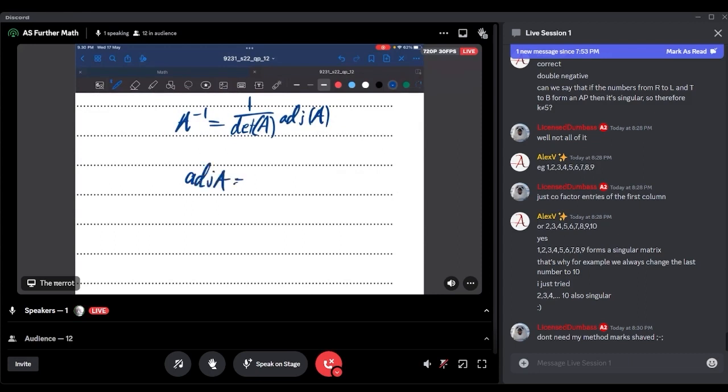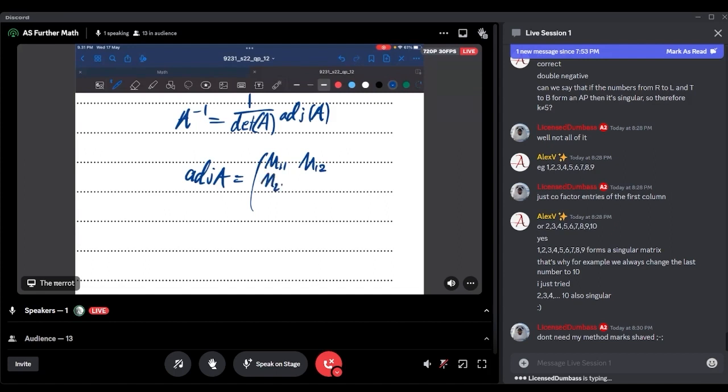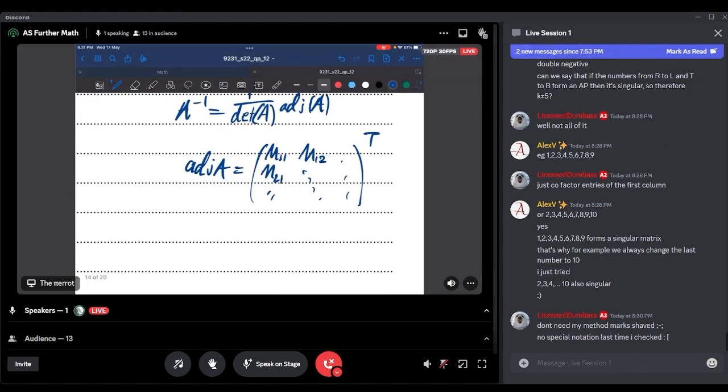How do you write the cofactor matrix again, actually? Like M11, M12, M21, and then you transpose it. No special notation. All right, so I guess that's the adjoint then. It's the cofactor matrix, and then you transpose.